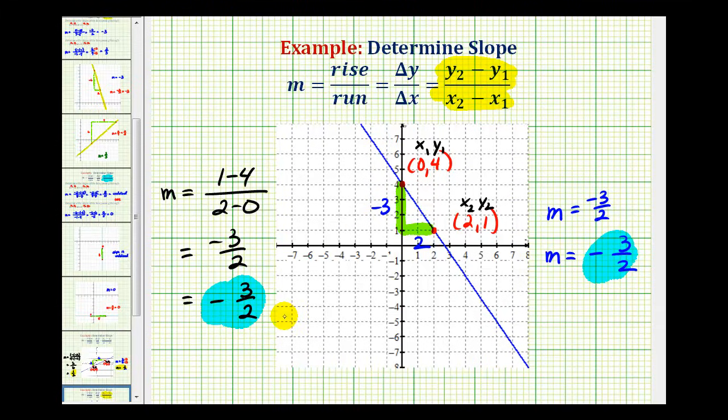And the last thing to notice is that since the slope is negative, this line is sloped downward from left to right, as we see here. And this is always true when the slope is negative.